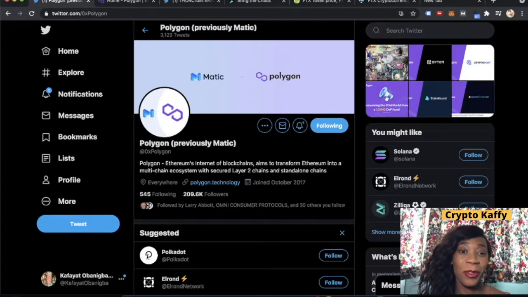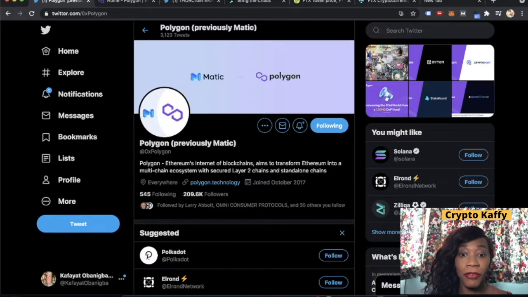The first coin I'm going to talk about is Polygon, formerly known as Matic. I've had Polygon since it was Matic, for quite a while. It is a coin that I've seen major growth in. It just keeps on growing. If you go on their website, go on their Twitter, see what they're doing, they have so much potential to continuously grow. Polygon is Ethereum's internet of blockchains.